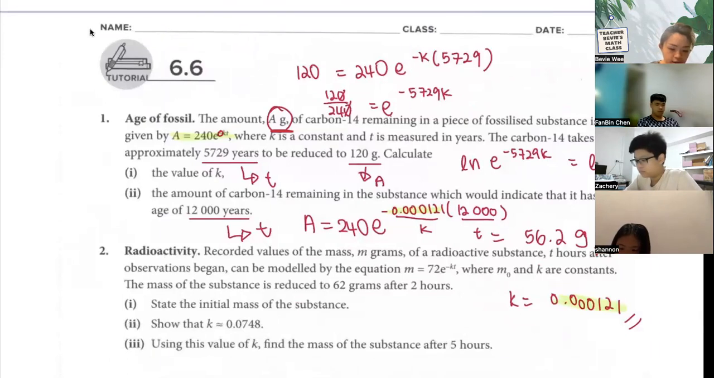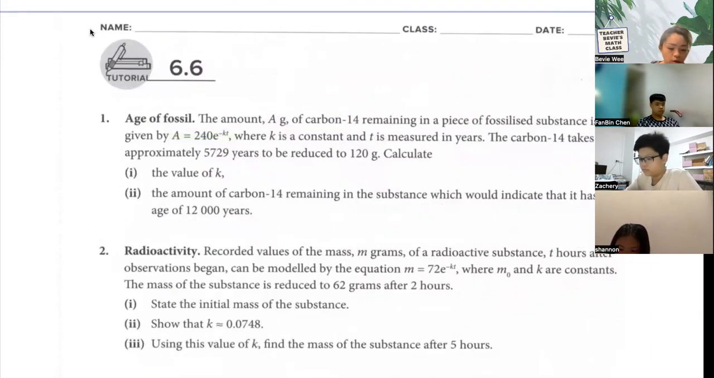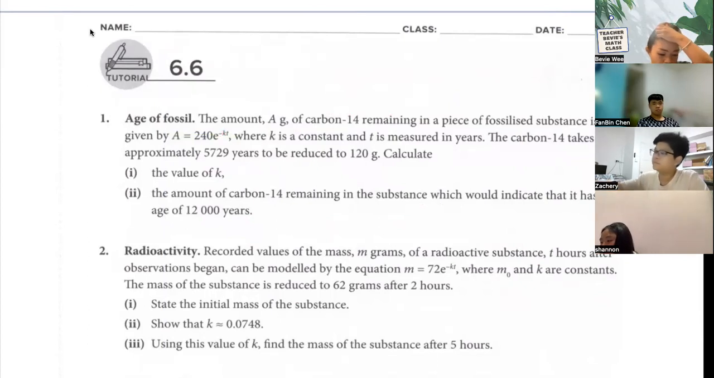Okay, question 2. Recorded values of the mass m grams of a radioactive substance T hours after observations began can be modeled by this. Now you see an e, right? So if you need anything, you should be thinking about ln. e and ln, they are good friends. M0 and K are constants. The mass of the substance is reduced to 62 grams after 2 hours.